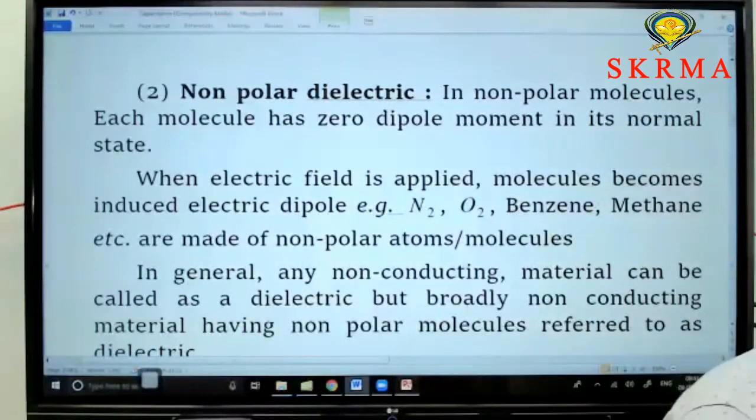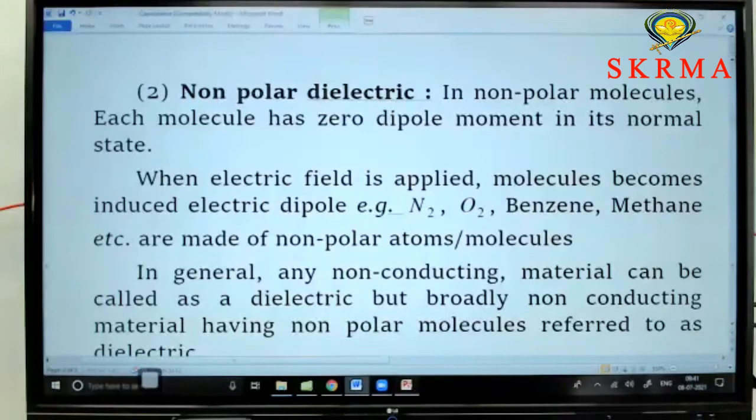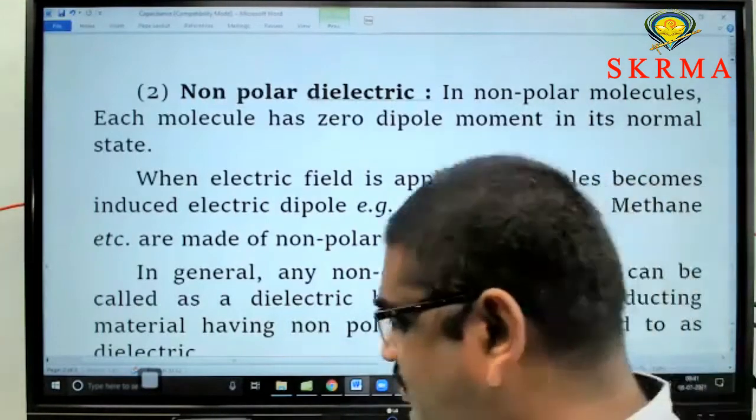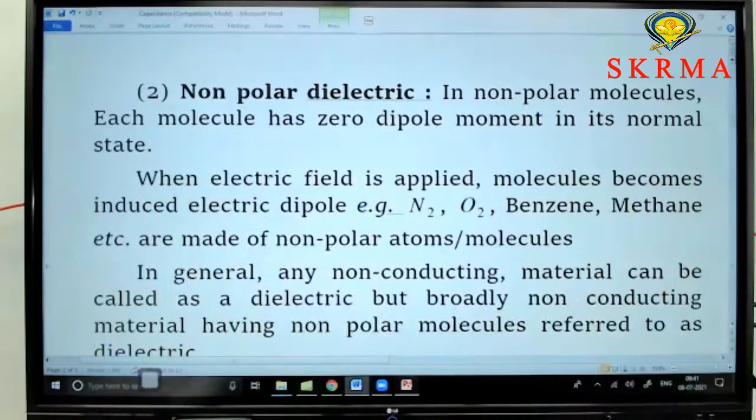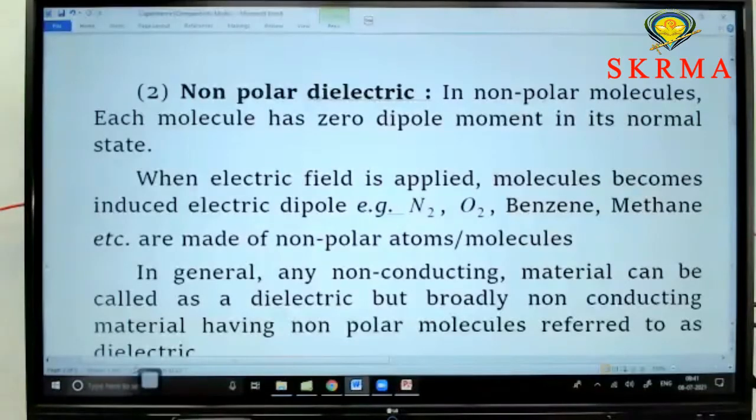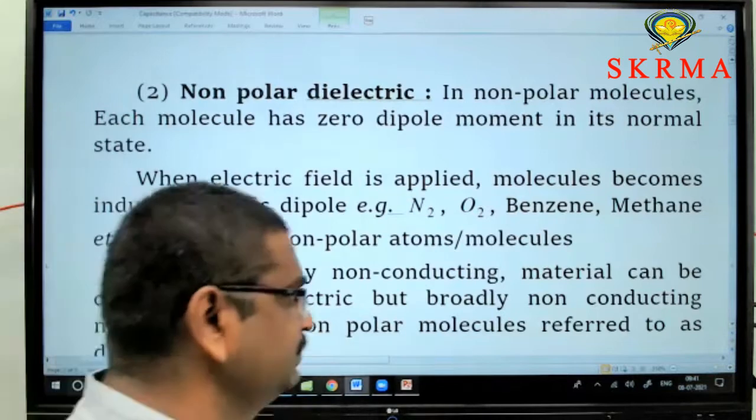Now, which one are we going to prefer, non-polar or polar dielectrics? We are going to prefer non-polar dielectrics in experiments. Next.